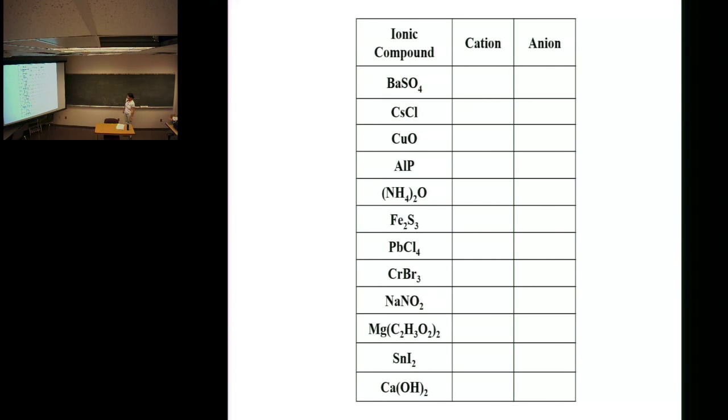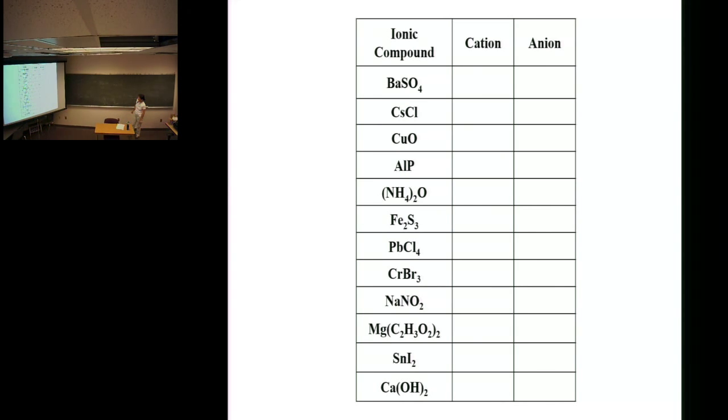And then we've got sodium and nitrite. So this is called sodium nitrite. And then magnesium is Mg2 plus because it's in group 2A. And then this polyatomic ion, we need to know the name of that. That's the acetate polyatomic ion. So that's magnesium acetate. That's what it's called.